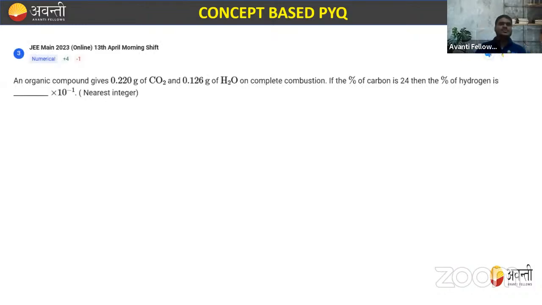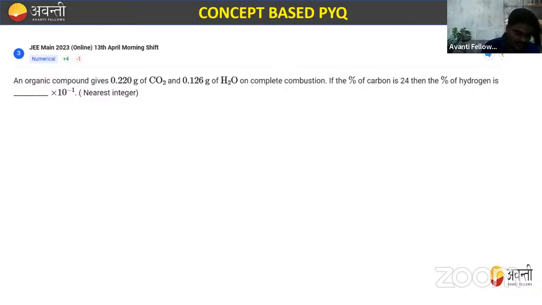चलो. The next question is that an organic compound gives 0.220 gram of CO2 and 0.126 gram of H2O on complete combustion. So if the percentage of carbon is 24, then what is the percentage of hydrogen? Okay, then the percentage of hydrogen is dash into 10 to the power minus 1. So you need to calculate this. So 0.22 gram of CO2. So you need to calculate how many percentage of hydrogen is.